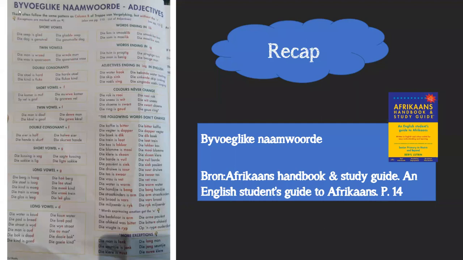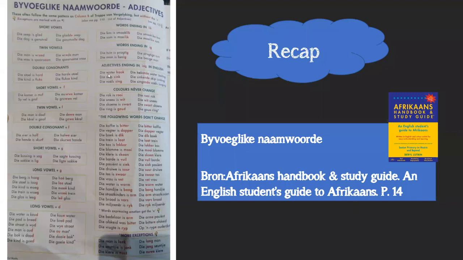Now this, byvoeglike naamwoord, you'll find it on page 14 for those of you who have the book. And this is only to recap. Now I know that some of you might be rolling your eyes because now teacher Melissa wants to go through each and every little thing there. And yes, I do, because I want you to understand it. So if you have this book, open it on page 14, please. If not, just follow with me as I go through each and every little thing because I want you to get clever.